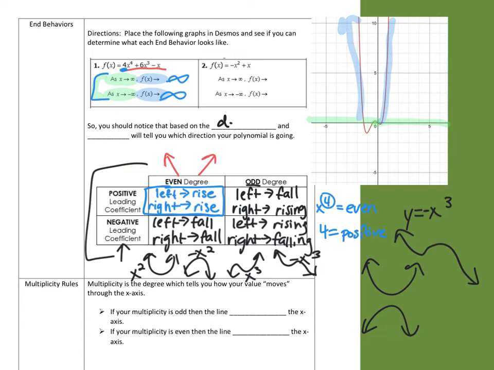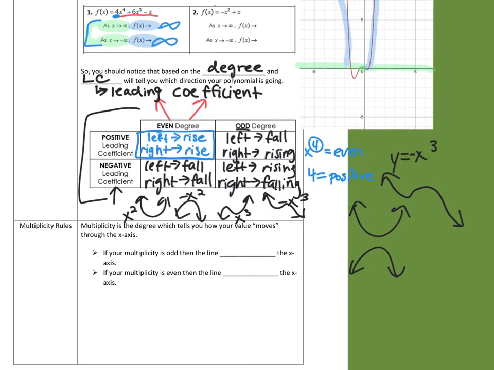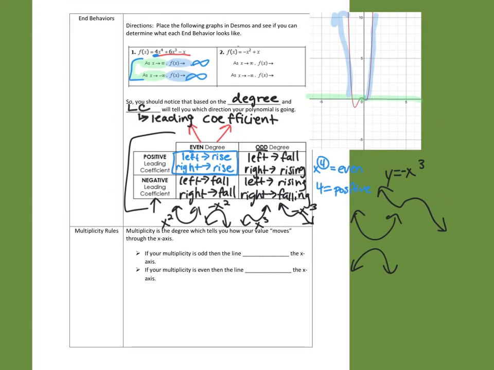But we should always know that based on the degree and our leading coefficient, I'm just going to call it LC because my blank is small, but make sure you know that that's leading coefficient. Those are going to tell us what direction our polynomial is going, okay? So make sure we're good on that chart.